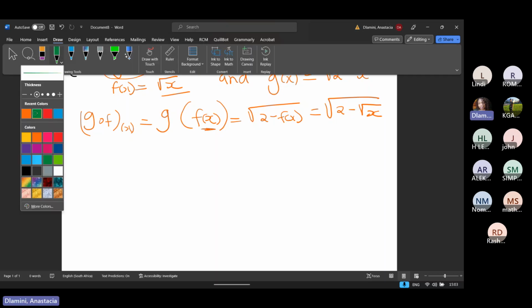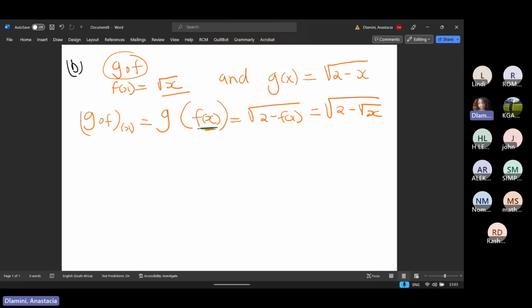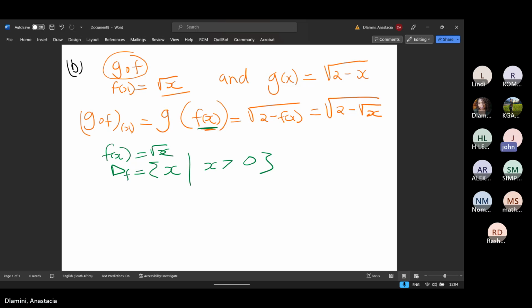So let's choose a different color. So our inside function is f of x. So it means that it's square root of x. So what is the domain here, people? And now I know you are mastering it. So please help me. Fast. X is greater than 0. Someone else? X is greater than or equals to 0.